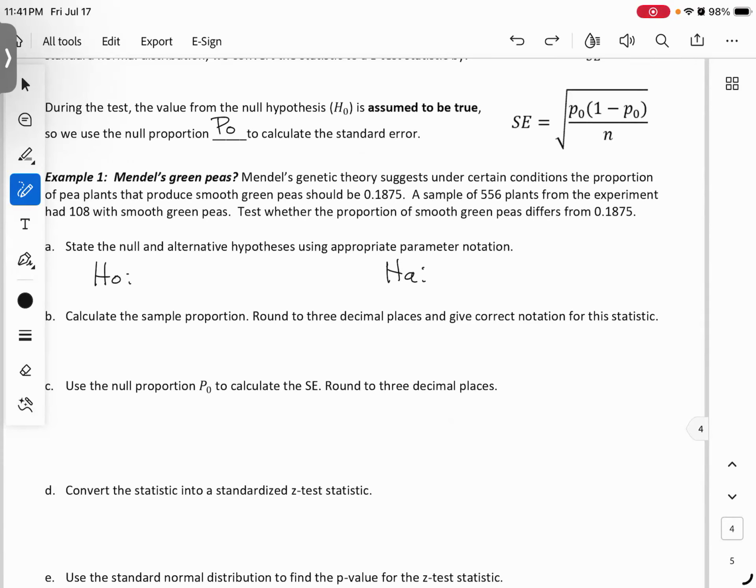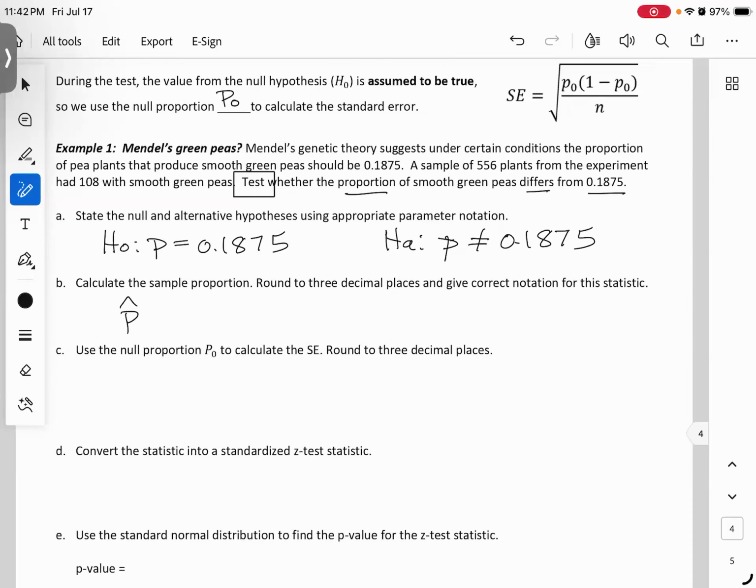Mendel's genetic theory suggests that under certain conditions, the proportion of pea plants that produce smooth green peas should be 0.1875. A sample of 556 plants from the experiment had 108 with smooth green peas. Test, and there's our master word there, test whether the proportion of smooth green peas differs from 0.1875. That differs is what we're trying to argue for.